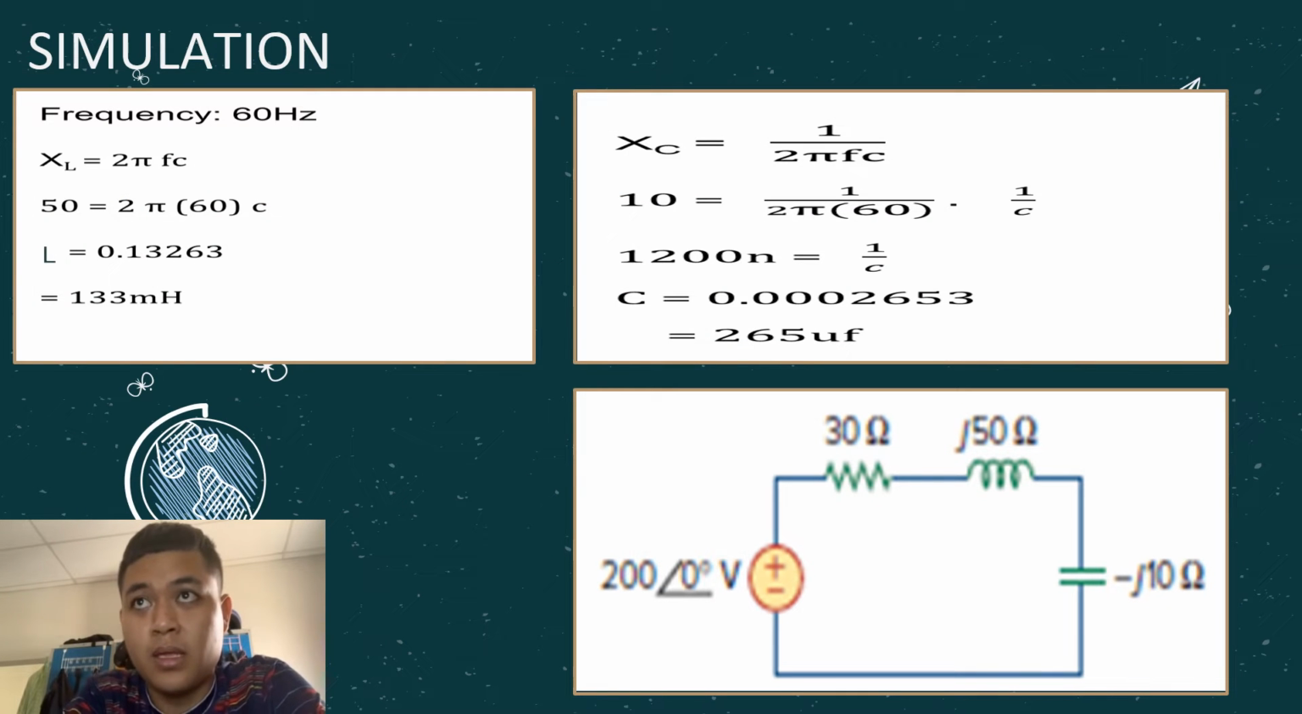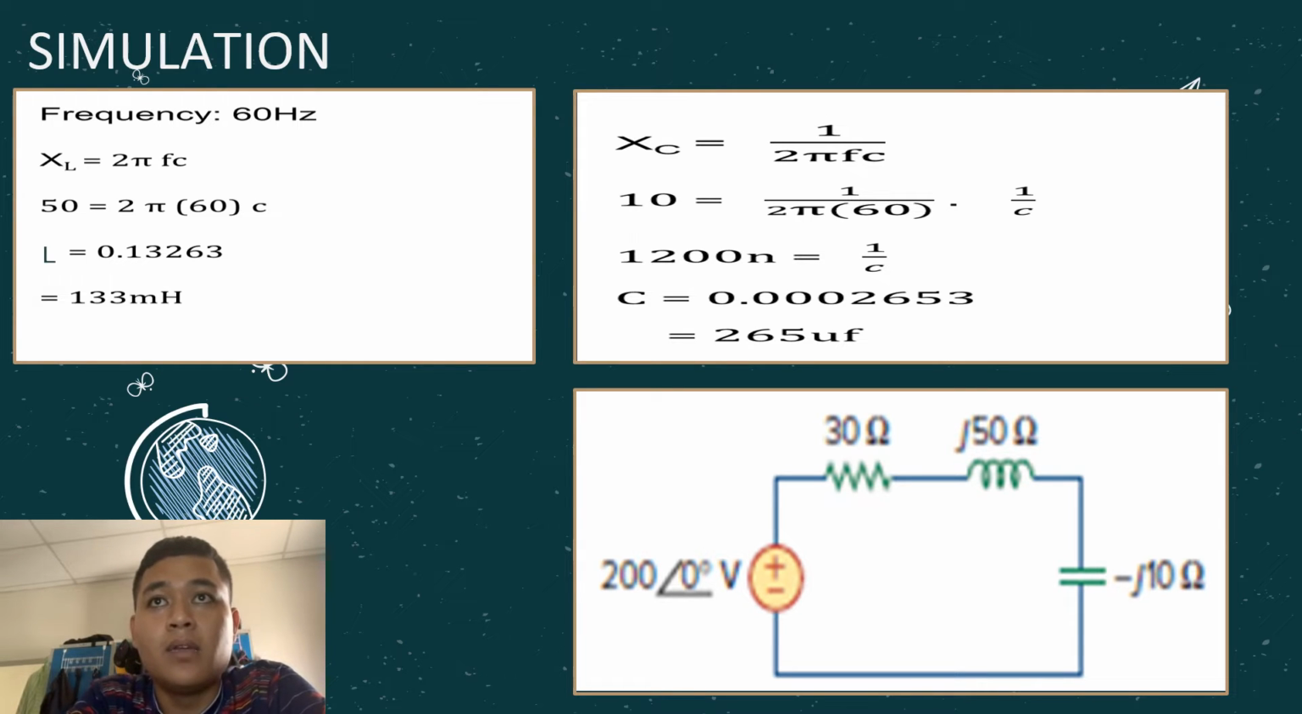Next, the frequency given is equal to 60 Hz. So, we use the formula XL equals 2 pi FC. So the value of X is equal to 50. So we just substitute all of the values given into the formula. So we will get 50 equals 2 pi times 60 multiplied by C. So we need to find the C. So we get the C equal to 0.13263, equal to 133 millifarads.